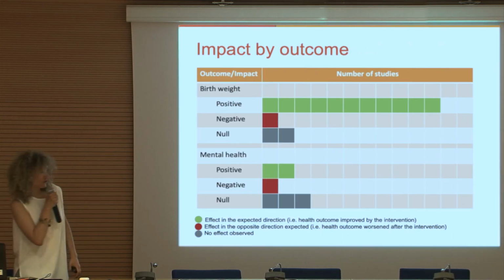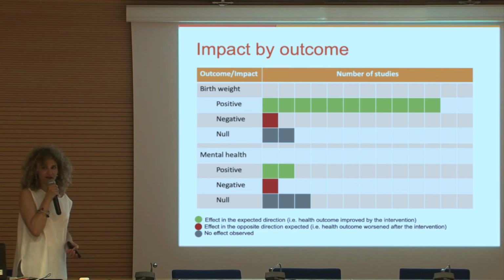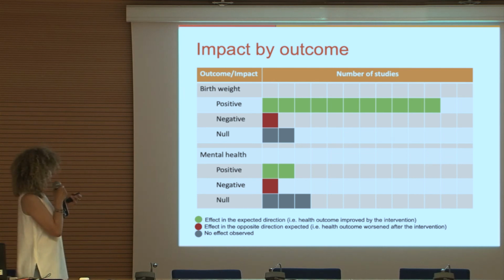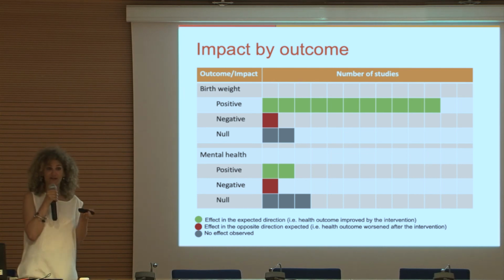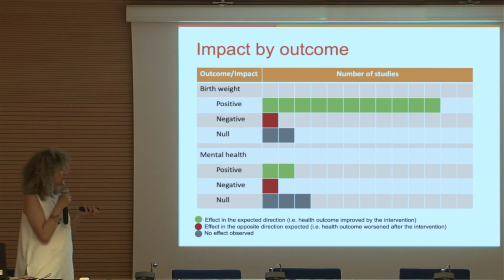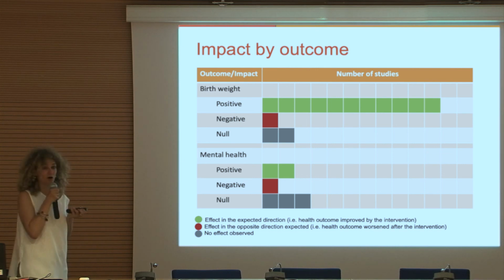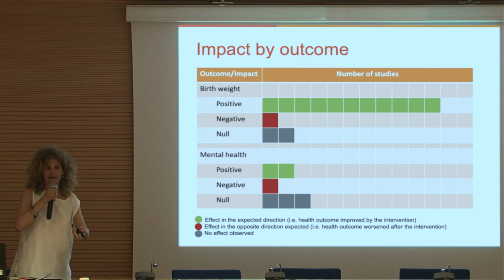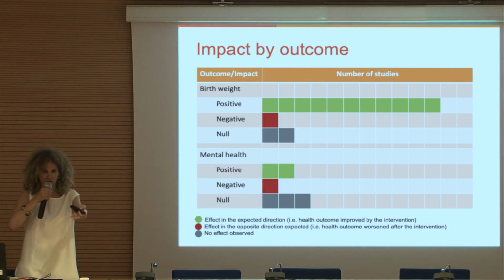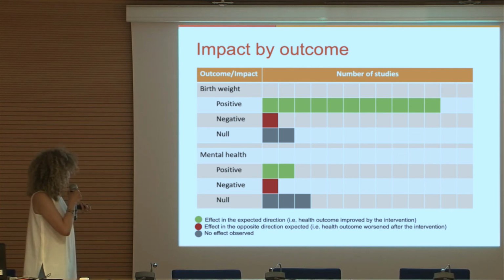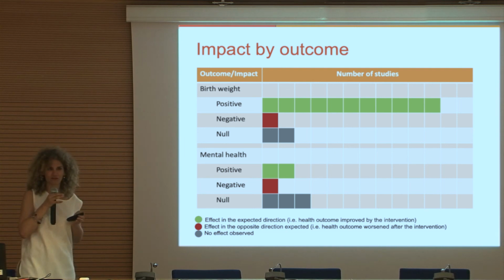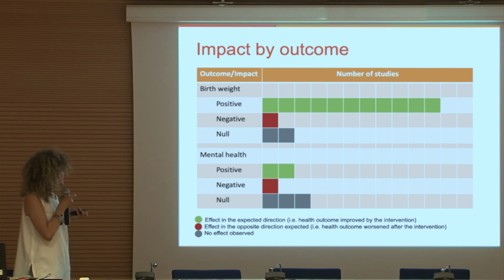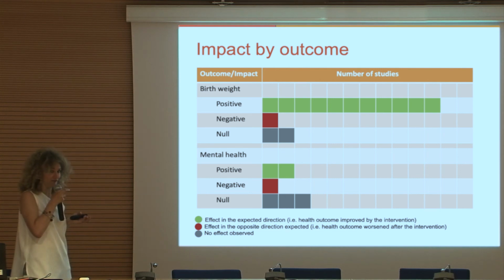This slide shows you the impact of the interventions by outcome. So we observe that for the studies that had birth weight as the outcome of interest, most of them show a positive effect, so the effect in the expected direction. The intervention improved the outcome. While for mental health, results were more heterogeneous, with 2 studies showing a positive effect, 1 a negative effect, and 3 a null effect.